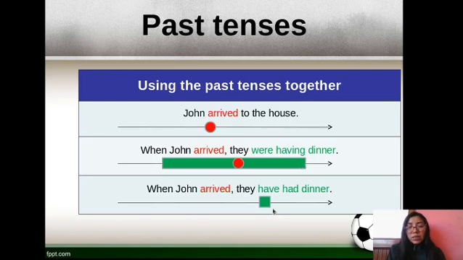And the last, when John arrived, they have had dinner. Okay, pay attention here. Okay, remember, we are going to use a present perfect in order to speak about action that start in the past and continue to the present. Okay, es decir, esta acción inició aquí en el pasado, pero todavía sigue continuando hasta el presente. That's right.